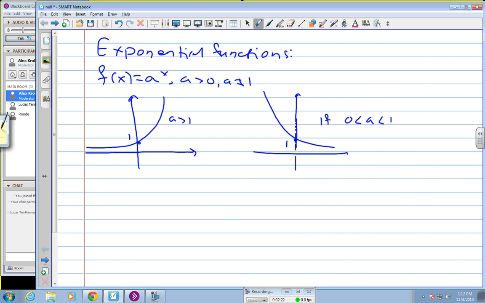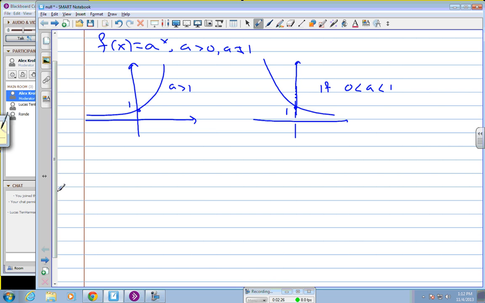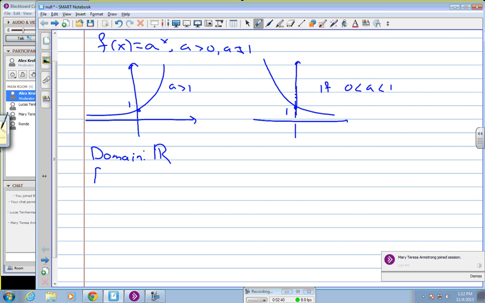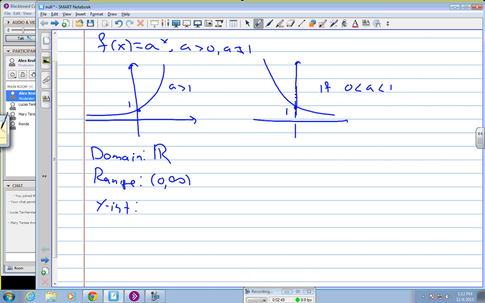Now, what is the domain of an exponential function? All real numbers. What is the range of an exponential function? Right, strictly positive. So what is the y-intercept? Yeah, 0, 1. And it also has a horizontal asymptote, which is the x-axis.